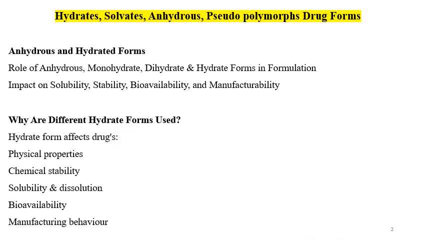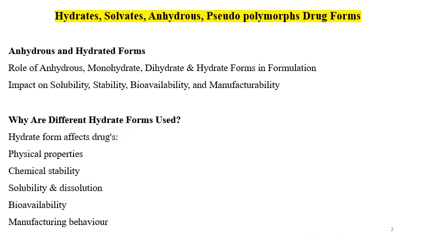Anhydrous or hydrated form. The role of anhydrous form, monohydrate, dihydrate, trihydrate, sesquihydrate, hemihydrate forms in the formulation we should know, and how these forms are going to impact the solubility, stability, bioavailability and manufacturability that is required to be understood. If the form of the API affects the solubility, stability, certainly it will have impact onto the dissolution, then absorption, permeability, bioavailability, then it will have impact onto manufacturability, stability, and in turn it will affect the safety and efficacy of the product.